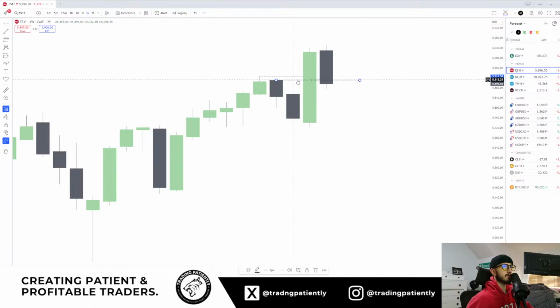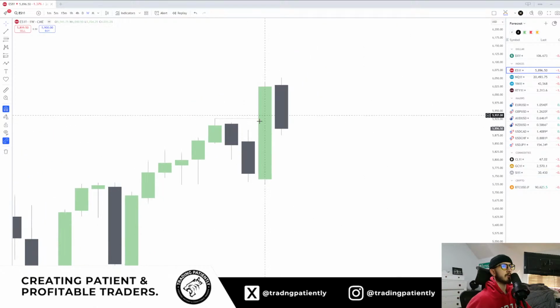For those that are in the Discord, I was saying live on the stream, this is a key area of support here, right? This is a key order block, discount array, area for value, whatever you want to call it. It's an area where we could find support and continue higher. Now I want to submit to that higher time frame trend.